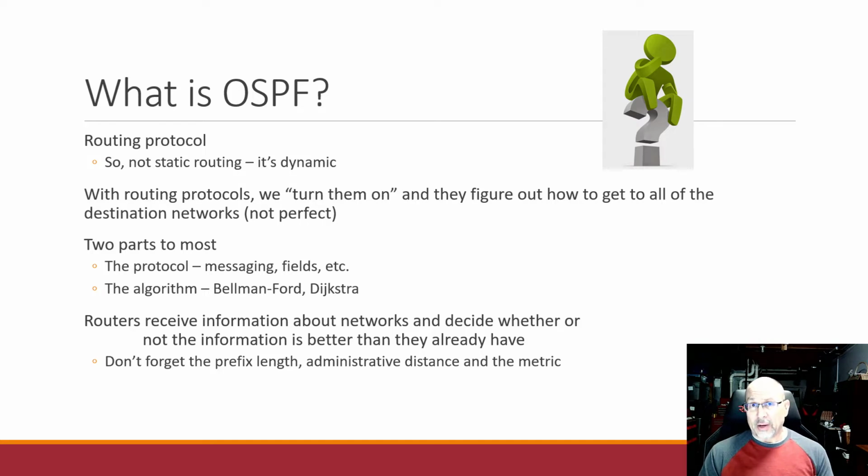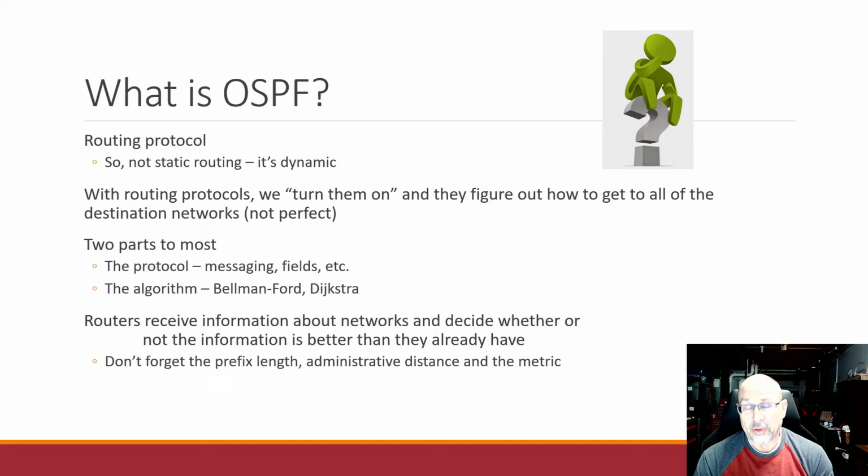Now, when we talk about a routing protocol, there are really two parts to it. The first part is the protocol. It's what we see on the wire. So that includes the messaging, all the fields, the information that they're conveying, and all of that. The algorithm itself, whether we're talking about Bellman Ford or Dijkstra, is what happens with the data once you get it. So the router gets it, does a couple of calculations, and then figures out, based on the calculations and the information given, where the destination networks are, how far away they are, best pathways, and all of that.